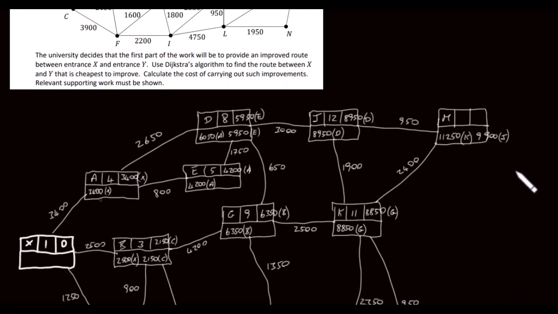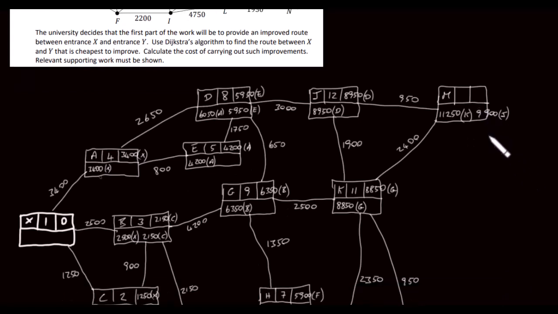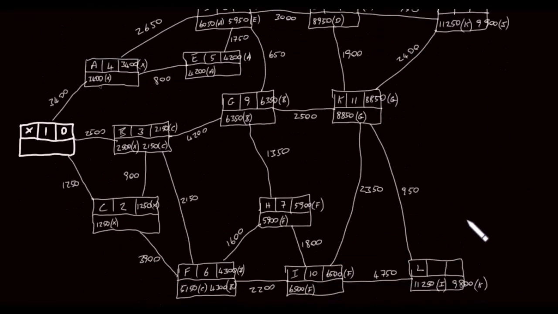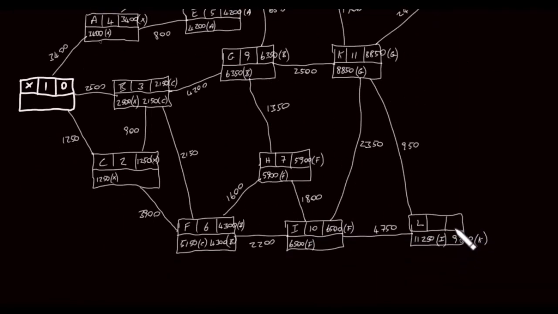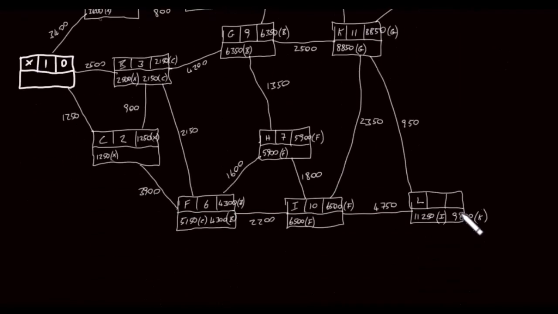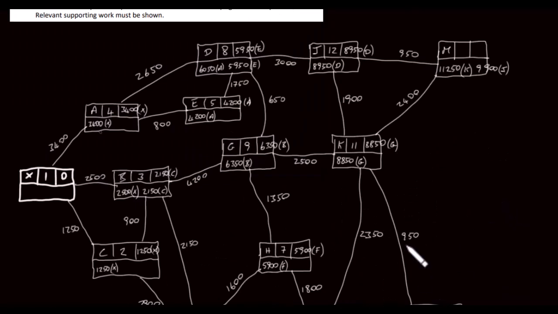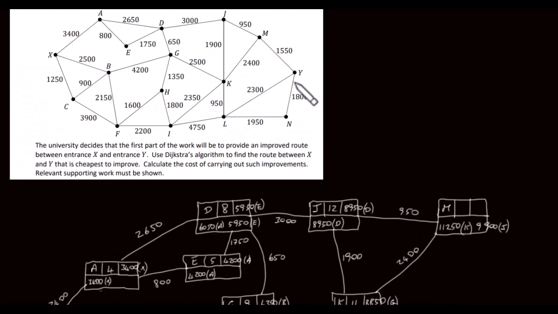Okay, let's see what we've got now. We have 9,900. We have down here 9,800. I think that's it. So we're going to use this one down here. L then is going to be number 13, 9,800. So this is 13, 9,800, which came from K. So let's see what L is connected to. L is connected to K, which we have already. L is connected to Y, which we don't have, and N, which we don't have.